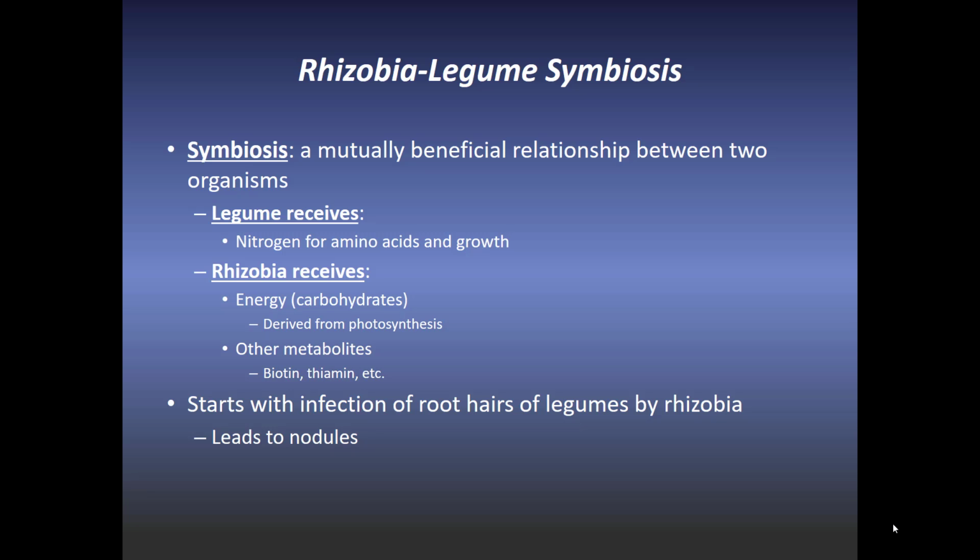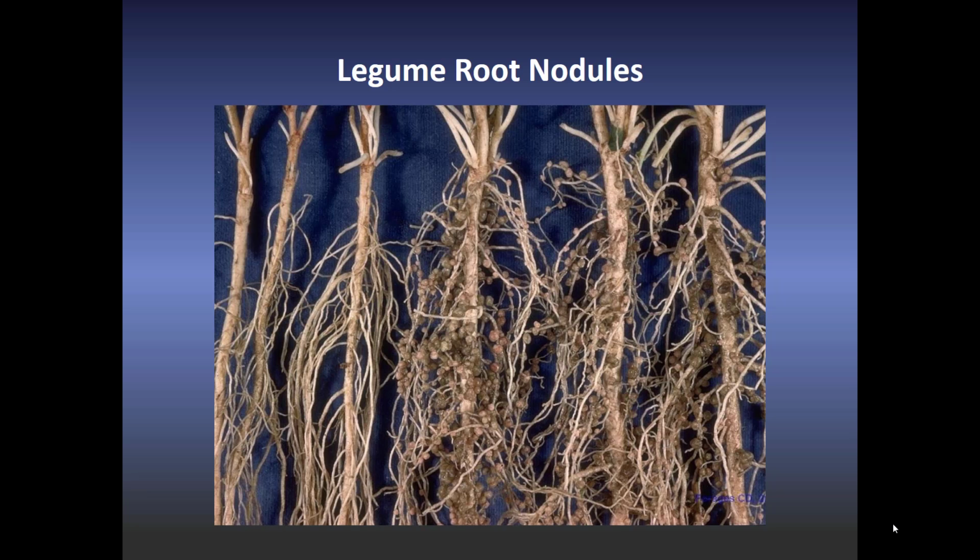We may have been getting ahead of ourselves and using the word symbiosis without defining it, but here we will do it now. Symbiosis is a mutually beneficial relationship between two organisms. In this case, the legume is going to get nitrogen for amino acids and growth. Then the rhizobia receives energy, which comes from photosynthesis and other metabolites. And this process starts with the infection of root hairs of legumes by rhizobia, and that infection leads to the nodules that we can visibly see.